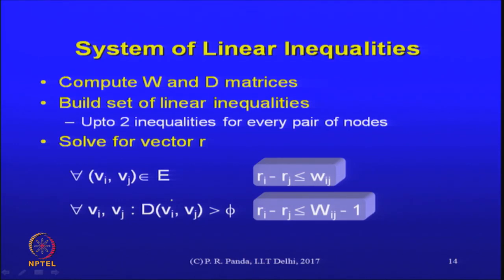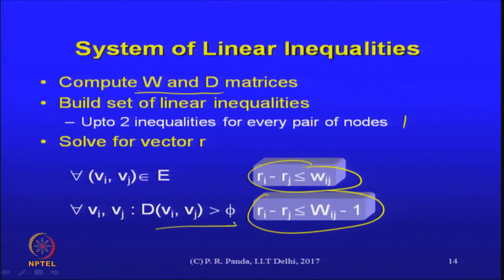So what you have is a system of linear inequalities, where, as a result of a retiming, let us say I compute the W and the D matrices. Okay. Now you build a set of linear inequalities where you have up to 2 inequalities for every pair of nodes ij that we identified. This is one condition, this is the other condition, but this shows up only when that is true.